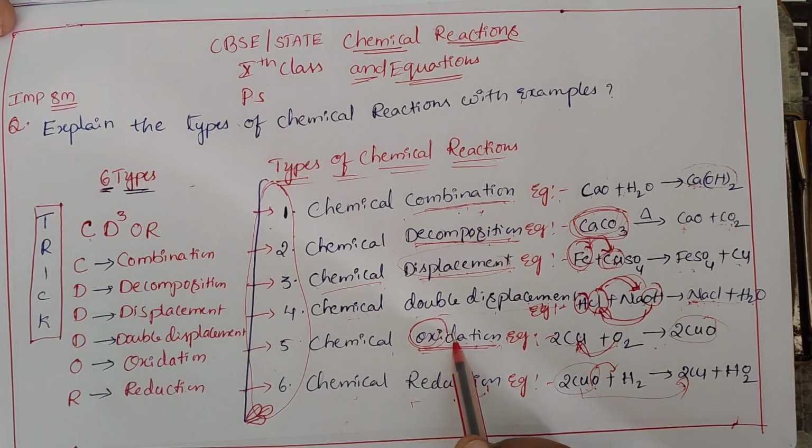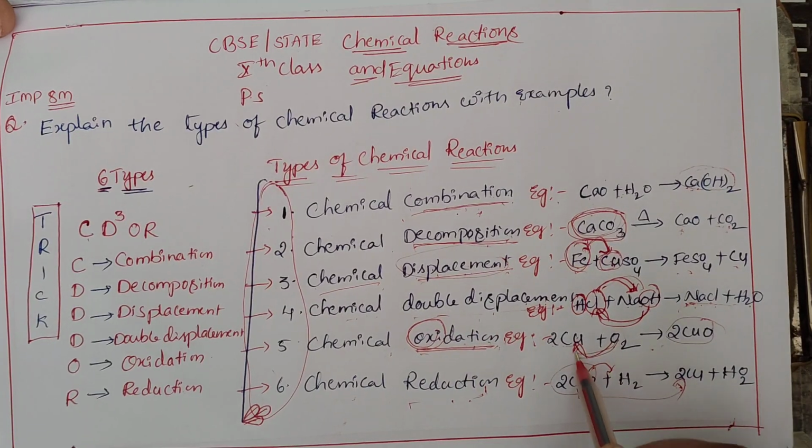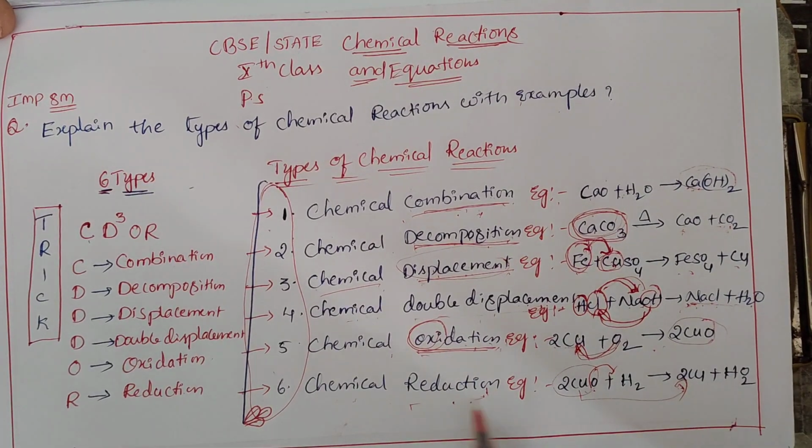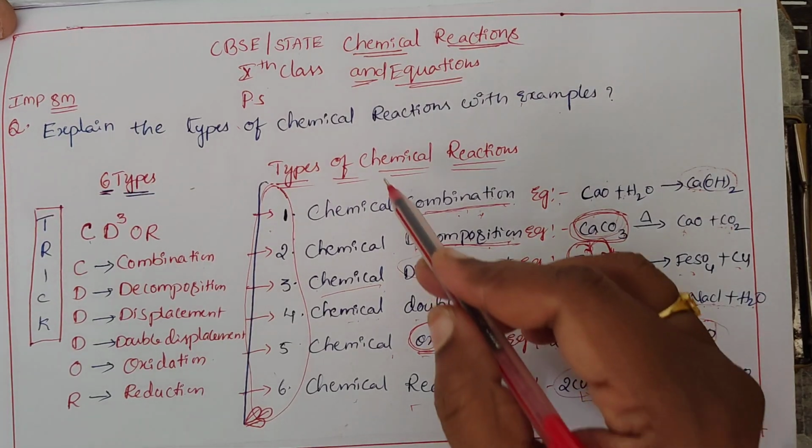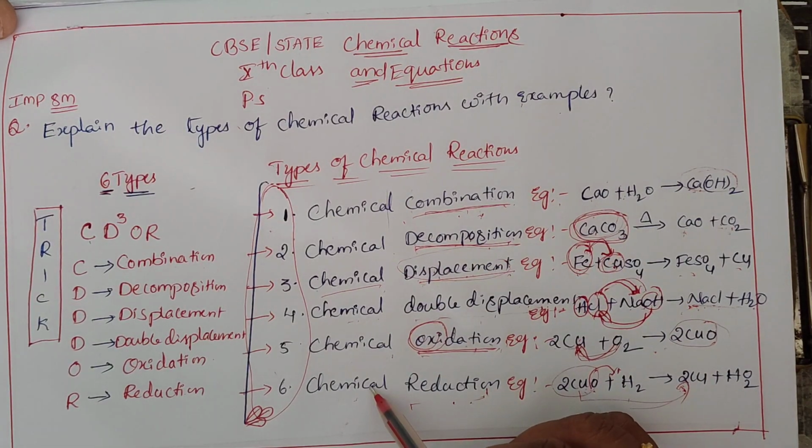Whereas in the case of oxidation, addition of oxygen is called oxidation, and removal of oxygen is called reduction. So these are the 6 types of chemical reactions. I hope you understand this important 8-mark question.